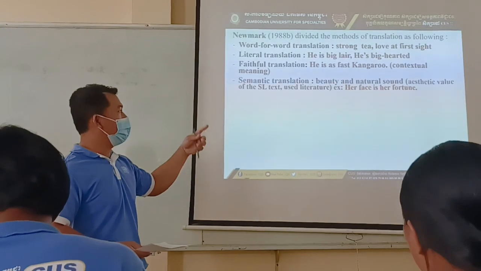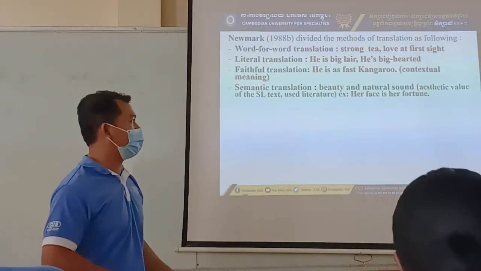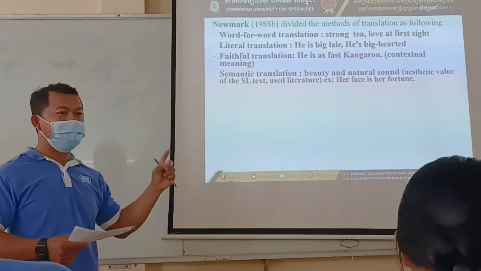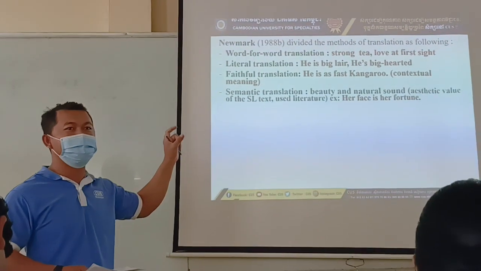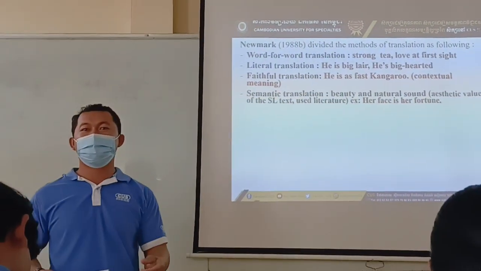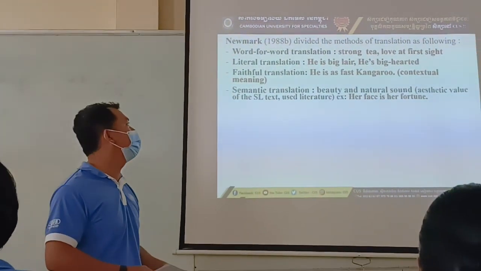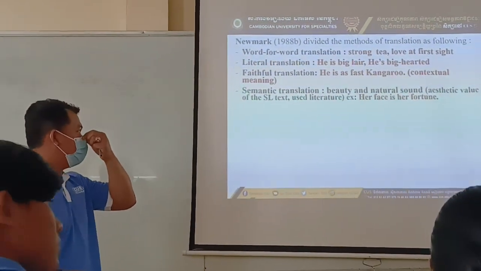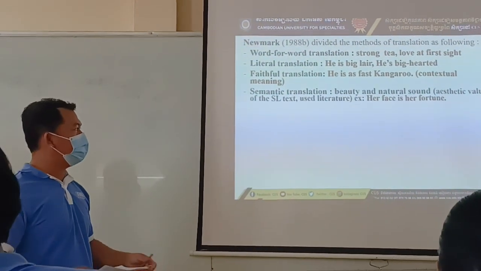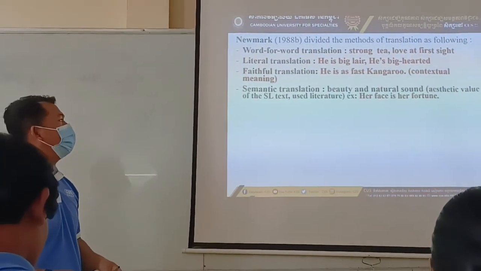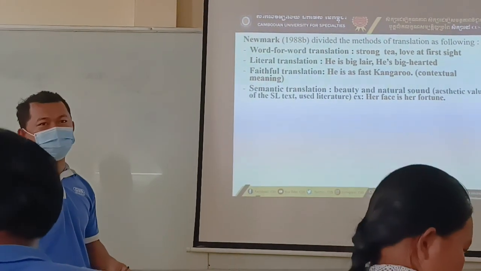For example, we say he is as fast as a kangaroo. The context is that a kangaroo is a very fast animal, so that guy must be an active one. He does the same, he is fast, and he could run fast sometimes. Next is semantic translation. It refers to the beauty and natural sound of words, and it is usually used in literature.